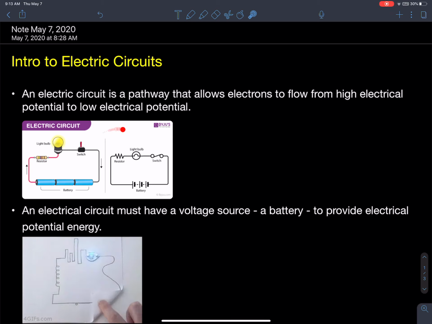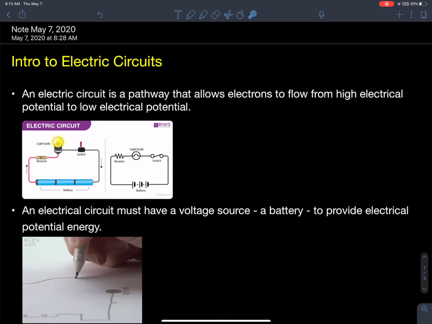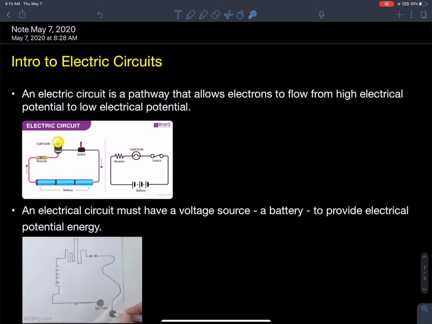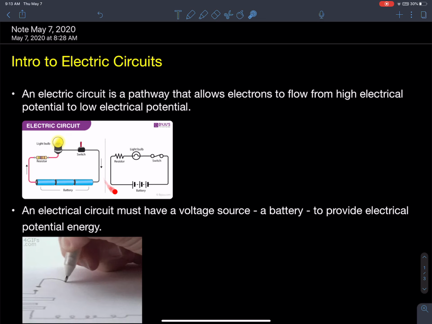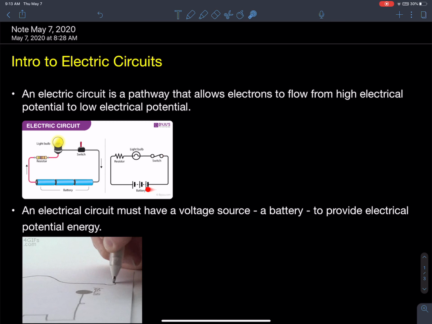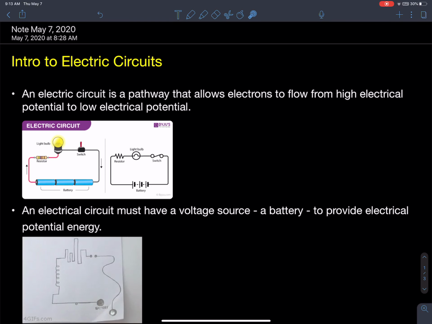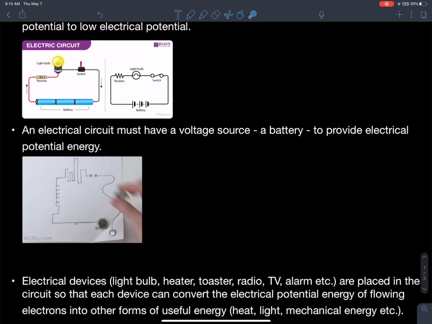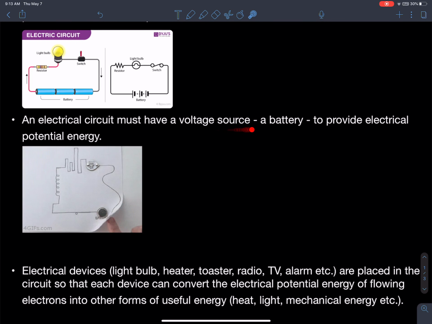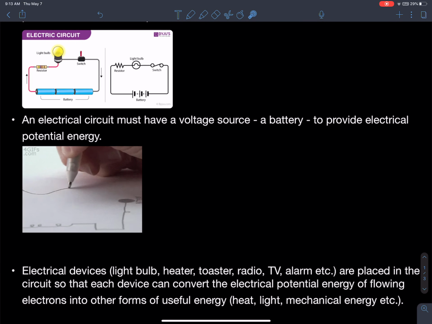If I want to look at what an actual circuit looks like on paper, not drawings, we have symbols for things. These are the symbols for batteries. This is a symbol for a resistor. This is the symbol for a light bulb. That's a symbol for a switch. So if you search online or in The Physics Classroom, you'll see a bunch of interesting symbols for electrical components, and you'll notice that they're all put into a loop. That's called a circuit. As I said, an electrical circuit must have a voltage source. That's the most important thing, a battery.